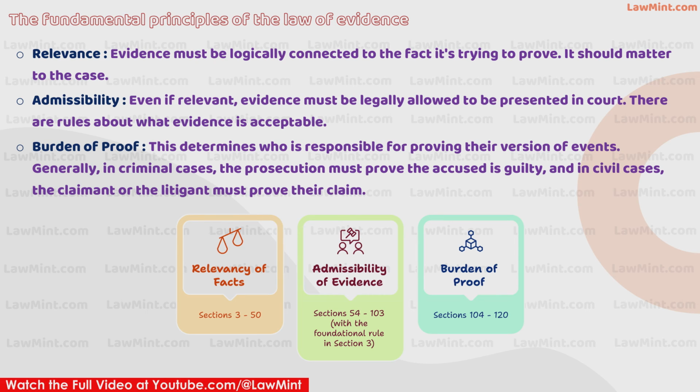If you look at how the BSA is structured, it broadly follows the same fundamental principles. Sections 3 to 50 cover the relevancy of facts. Sections 54 to 103 cover the admissibility of evidence. And sections 104 to 120 cover the burden of proof.